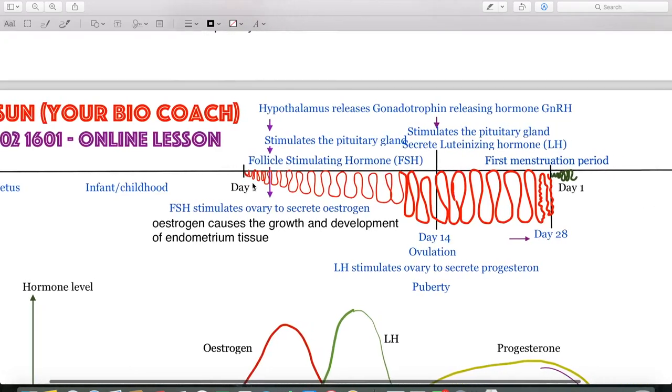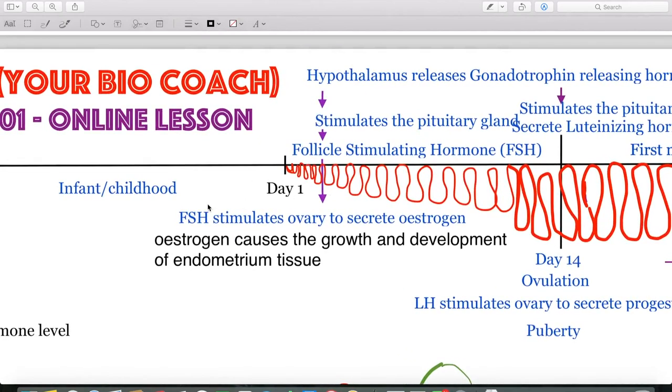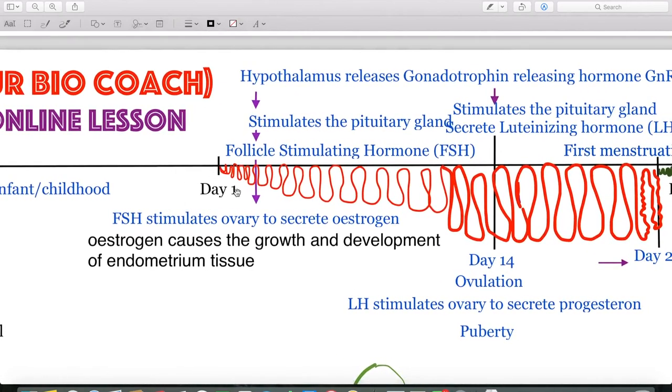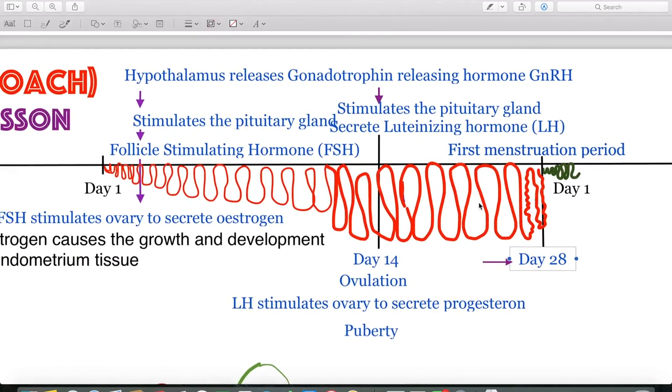Okay, now let's look at this timeline here. Okay, so we have day one. This is day one, day one of a menstruation cycle, and this is day 28. Now what happens when she reaches puberty, or when she's having a menstruation cycle?